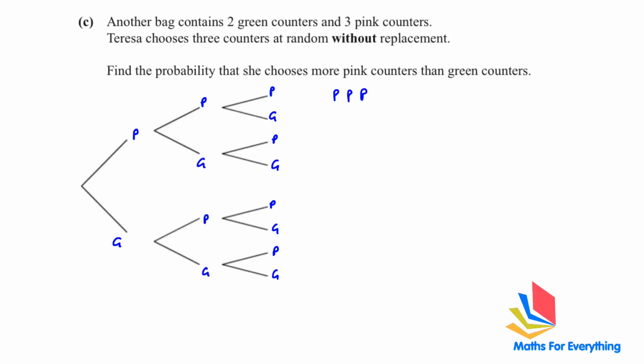Or we could have a pink, pink, and green. Or we will have pink, green, and pink. We are having more pink counters. And we could also have green, pink, and pink. So these are the 4 cases.